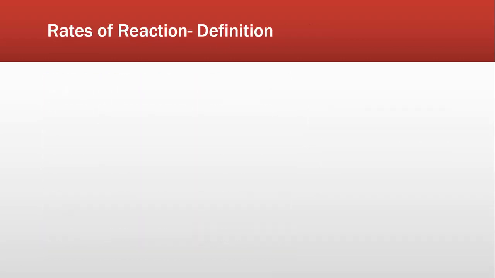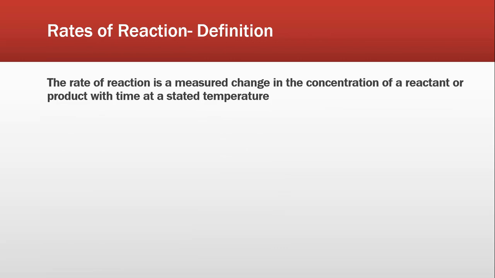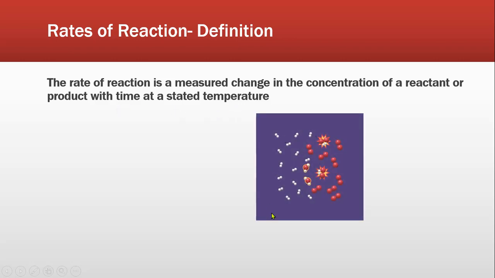So what is rates of reaction? The rate of reaction is a measured change in the concentration of a reactant or product with time at a stated temperature. So take, for example, this, all right? So these white molecules here and the red molecules on this side, these are reactant molecules. As they react, they form products. So as the reaction takes place, we have more products forming with time, and we also have less reactants with time.